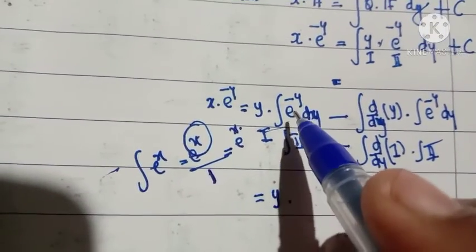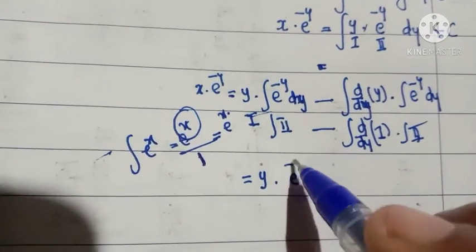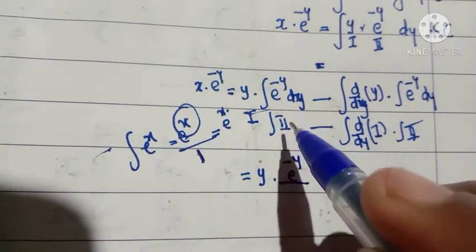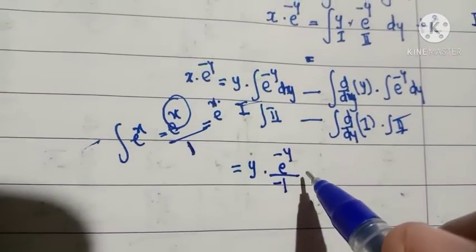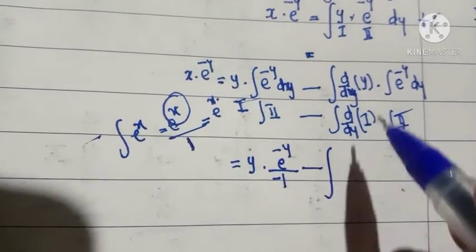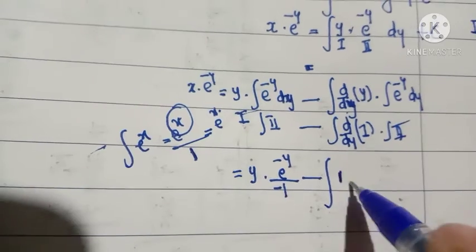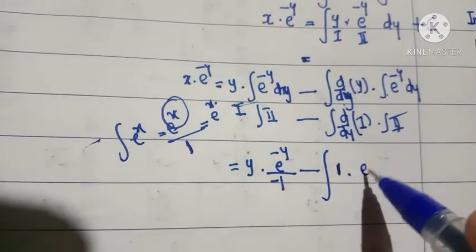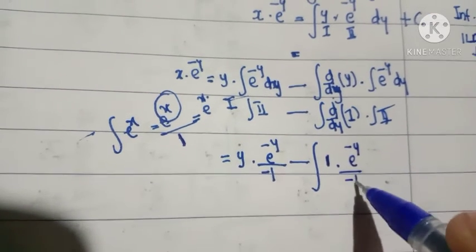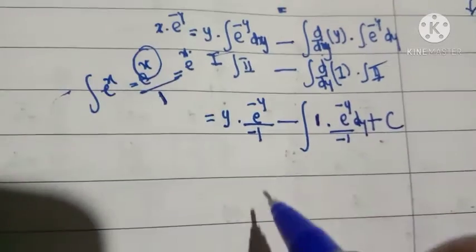So, what is e raised to minus y? E raised to minus y integral is e raised to minus y divided by derivative of minus y. It is minus 1 minus integral of derivative of y. Derivative of y is 1 into integral of e raised to minus y. That is e raised to minus y by minus 1 dy plus c.